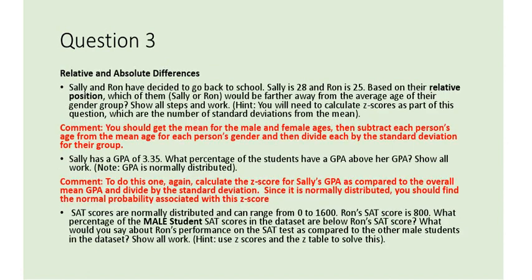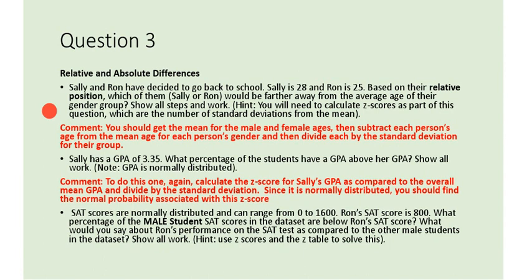In question 3, we get to relative and absolute differences, and that's where we're talking about 2 students here. Our fictional students are Sally and Ron, and they have to decide to go back to school. Sally's 28, Ron's 25. Based on their relative position, which of them, Sally or Ron, would be farther away from the average age of their gender group? Right, so we want to go back to the male and female here and compare them to those.